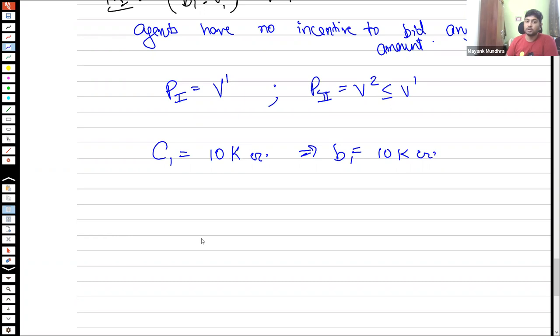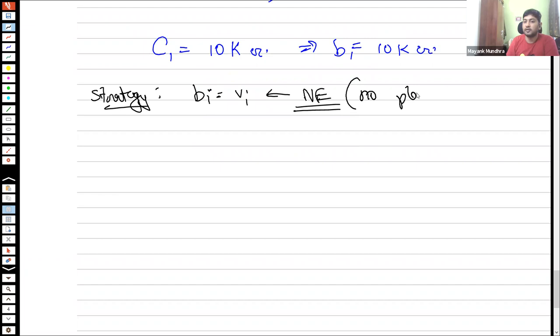So the strategy for every player I is bid equals his valuation. And this is the Nash equilibrium. This is a true Nash equilibrium, as in no player has an incentive to deviate. Now, why doesn't any player have an incentive to deviate?